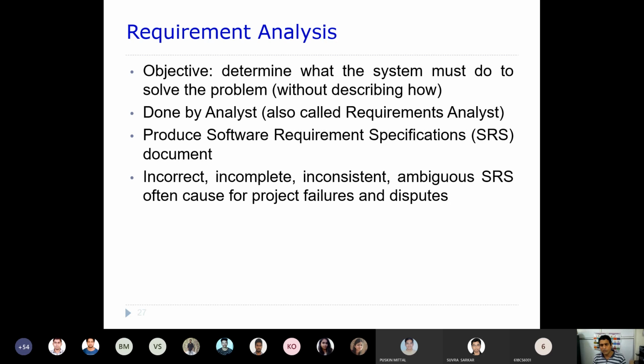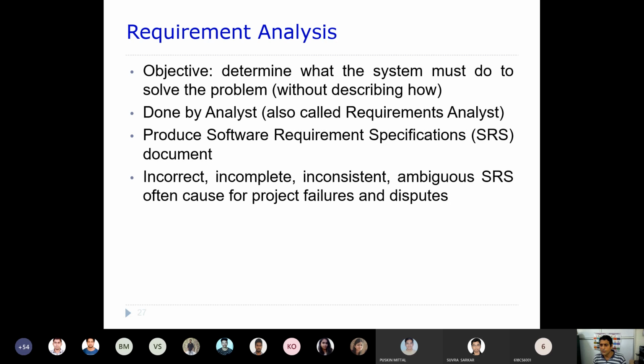Okay, and so the requirements mentioned in the SRS should be correct. That means the requirements mentioned are very correct. Okay, and they should be complete. That means some of these requirements should not be missed out. Okay, and consistent. That means at one point of time saying something and at a later point of time saying the same requirement, but maybe saying it differently at some different point of time. And it should be unambiguous.